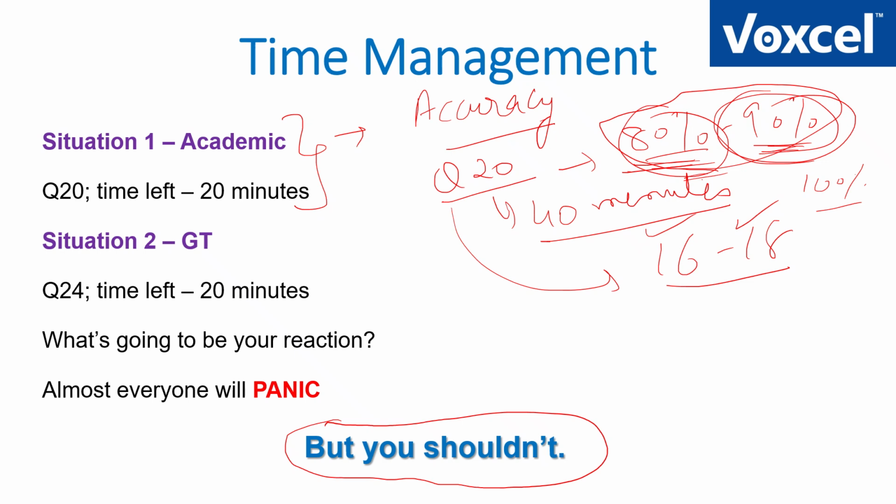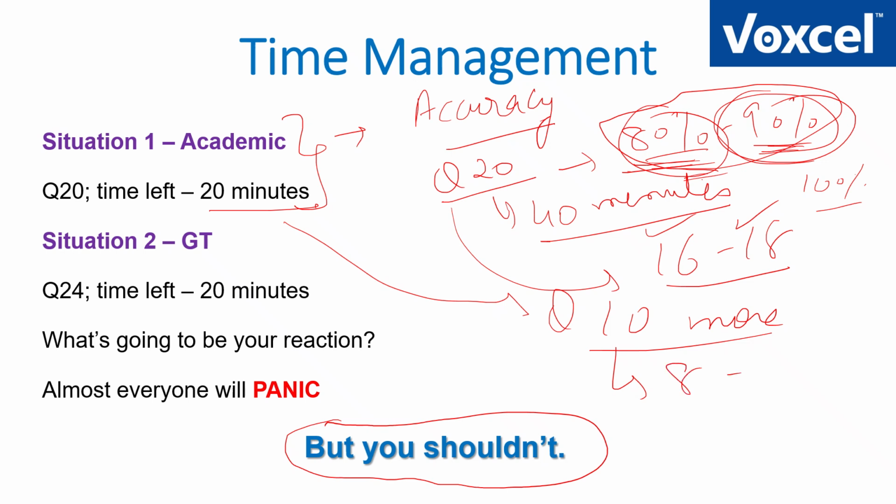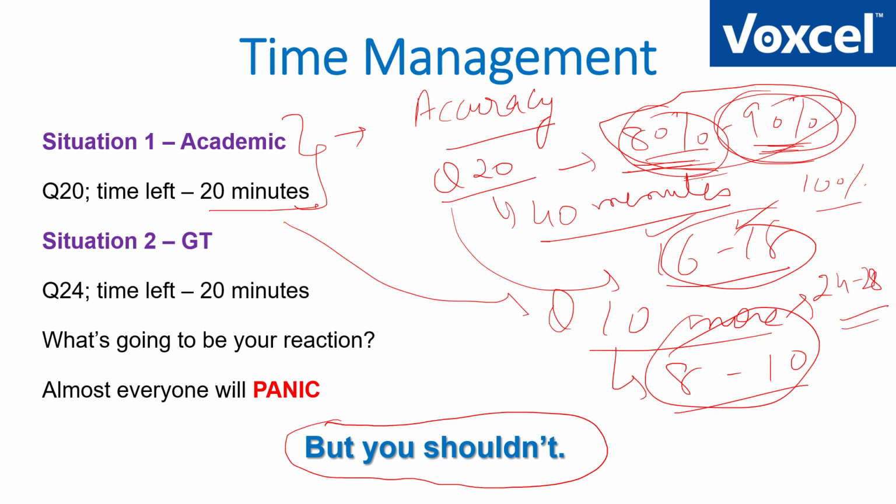All right. So now, out of the 20 minutes that you have remaining, let's just say you are able to do 10 more questions. So from those 10 questions, and again if you have an accuracy of 80 to 90%, you will be able to solve 8 to 10 more questions correctly. So correctly is the main keyword here. So if you add these two scores, you will be scoring anywhere between 24 to 28.